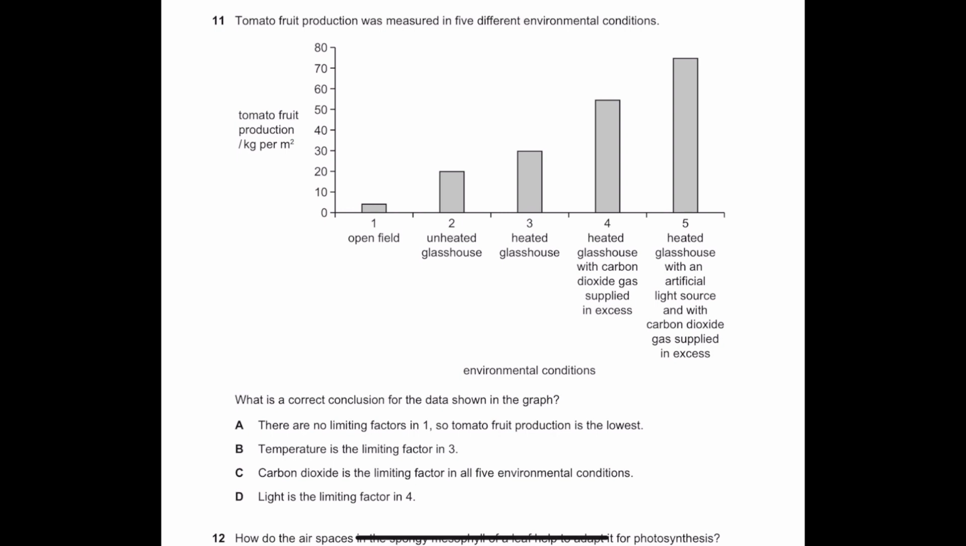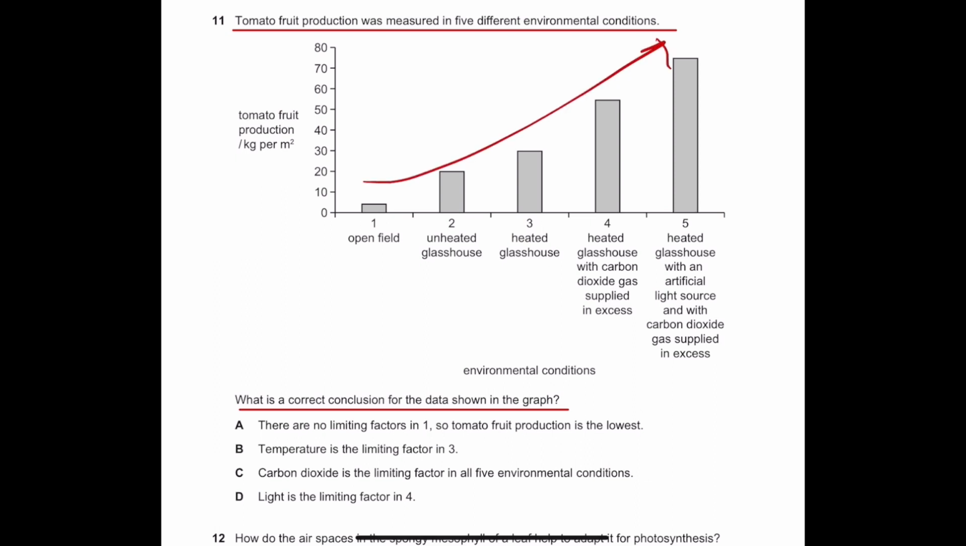Number 11. Tomato fruit production was measured in 5 different environmental conditions. What is the correct conclusion for the data shown in the graph? So, looks like tomato fruit production is increasing as the environmental conditions change.